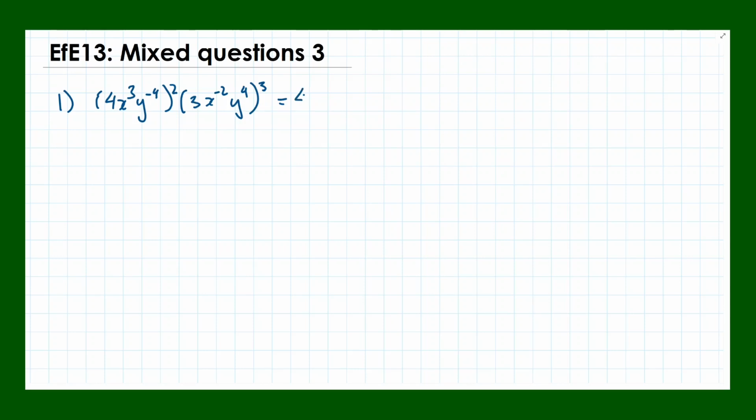So 4 squared, then x cubed squared, then y to the negative 4 squared. I'm going to do the same for the other bracket with different powers. So 3 cubed, then x to the negative 2 cubed, and y to the 4 cubed. Next up, I still have loads of brackets because I still have powers that need to be raised to other powers. So let's deal with those step by step.